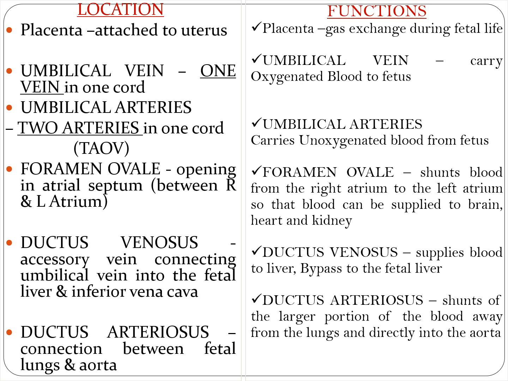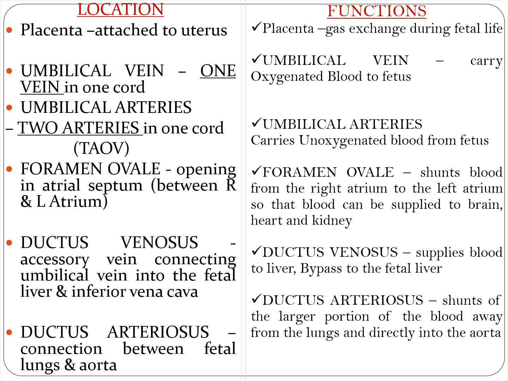Umbilical vein, one vein in one cord. So we have umbilical arteries, two arteries in one cord. The umbilical vein carries the oxygenated blood to the fetus, while the umbilical arteries carry away the unoxygenated blood from the fetus.